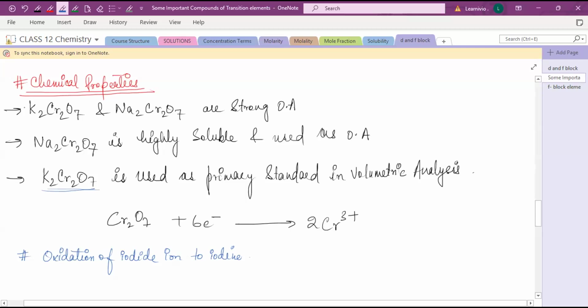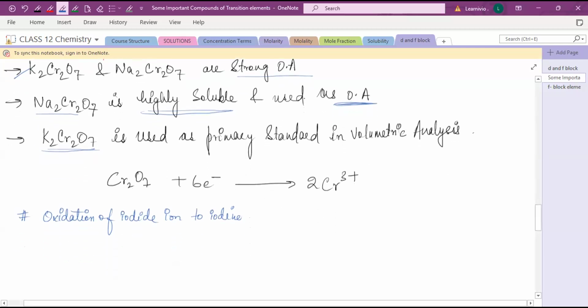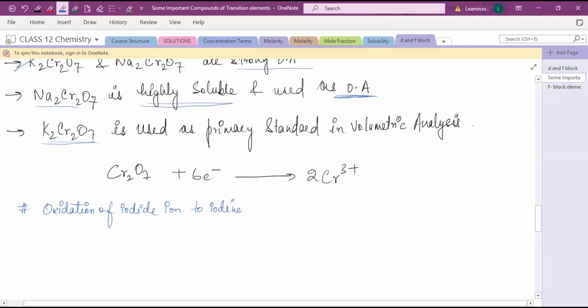Okay, see. Potassium dichromate and sodium dichromate are strong oxidizing agents. Sodium dichromate is highly soluble in water and it is used as an oxidizing agent. So these two, potassium dichromate and sodium dichromate, both are highly soluble and they are used as oxidizing agents. Here you can see Cr2O7, the dichromate ion, because we are saying that this is a strong oxidizing agent.